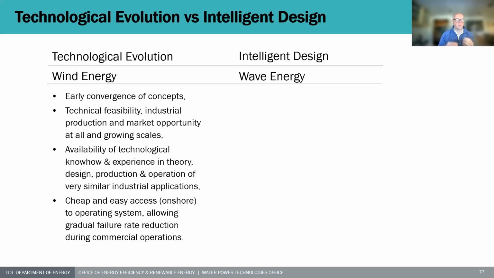But the sorting out of what's best was relatively clear. And there was a relatively strong, not 100%, but a strong convergence towards the horizontal axis with 2-3 blades on it. Then what's also important, we've got technical feasibility and industrial production and market applications and opportunities at all scales.